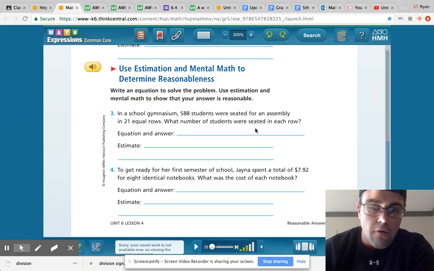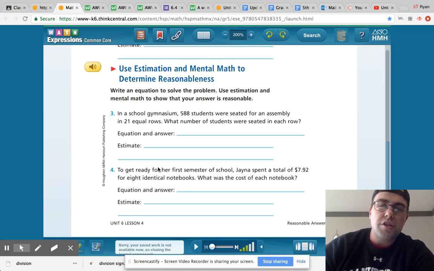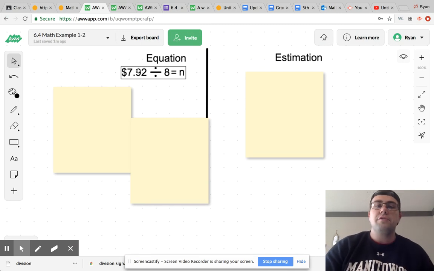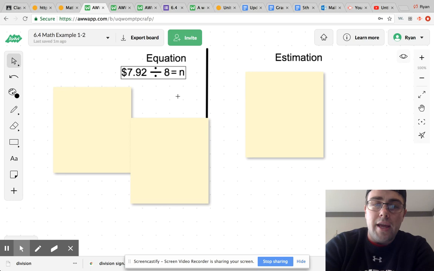So, just like before, our first step is going to be looking at what is that equation and what's that answer. We're going to just change a little bit this time when we actually estimate. We're going to see if we're able to round using some mental math. So with that said, our equation is written on the top here. We have $7.92 divided by 8, which equals n. N, remember, is just a variable. That's the missing number we're trying to figure out.